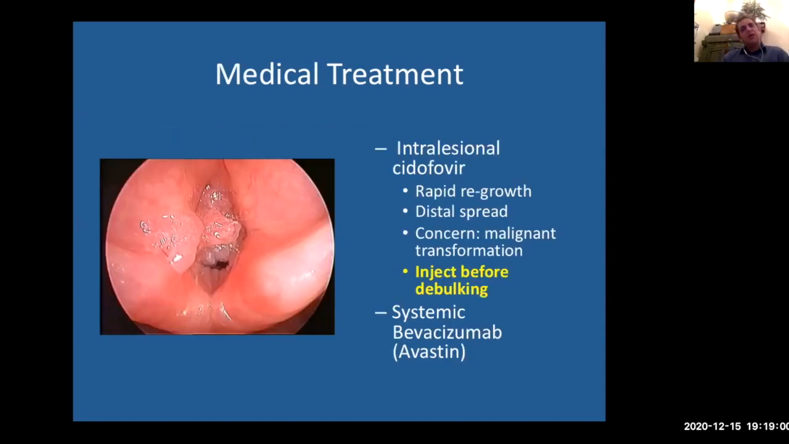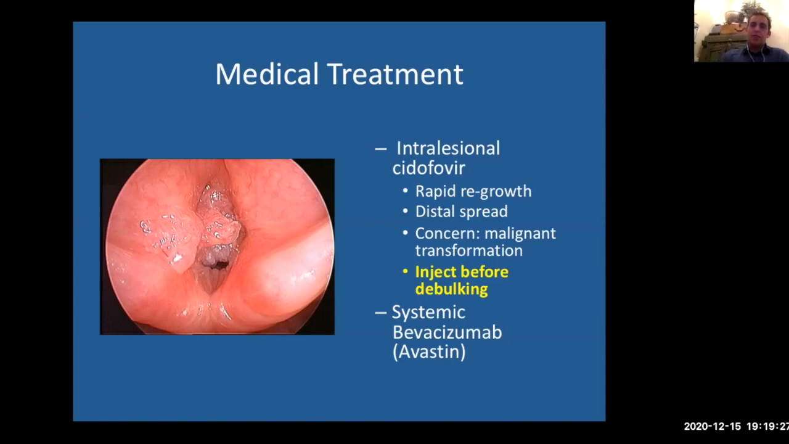Medical treatment, the first one to mention is that of intralesional cidofovir, and that'll be exclusively for patients where there's rapid regrowth, so where you have to debulk them every 3, 4, 5 weeks. Patients where there's distal spread, so clearly have more aggressive disease. There is some concern about malignant transformation, but this has not been fully clarified.